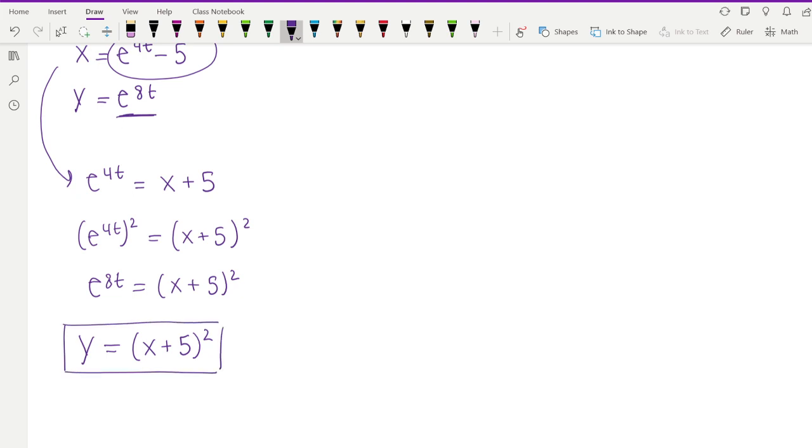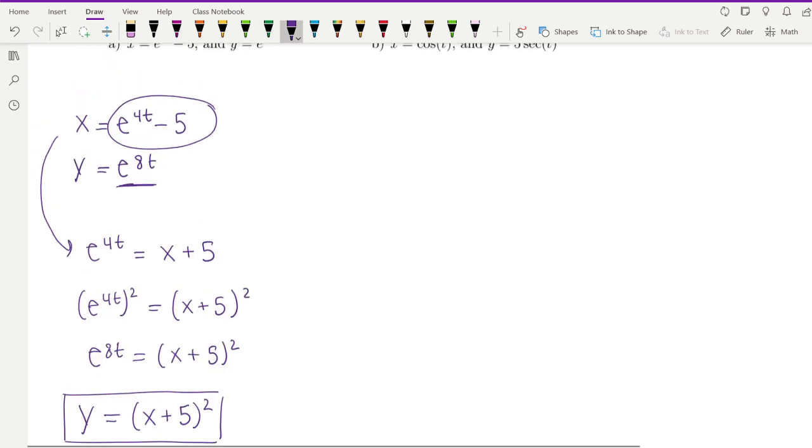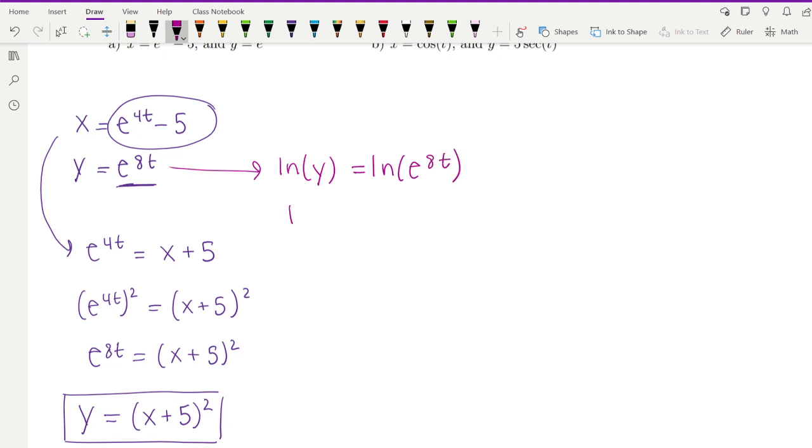So I know this might not be super satisfying. You might be like, I don't get what the method is. Again, if you really wanted to know what is a method for this, you could take one of these and solve it for t. So for example, you could take this and take ln of both sides and say ln of y is equal to ln of e to the 8t. And then that would give you ln of y is equal to 8t. And then divide both sides by 8.